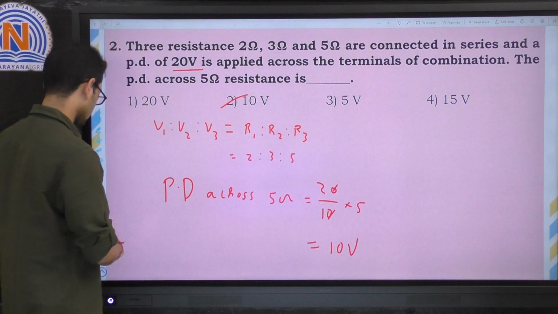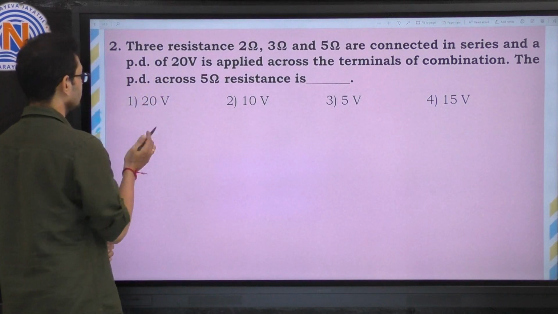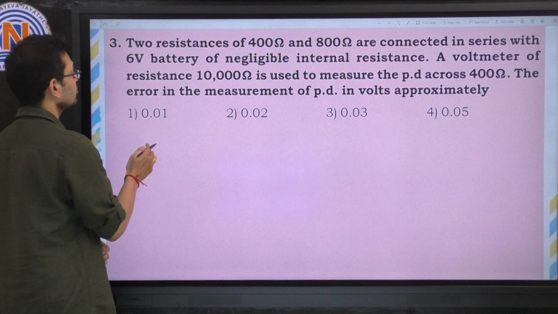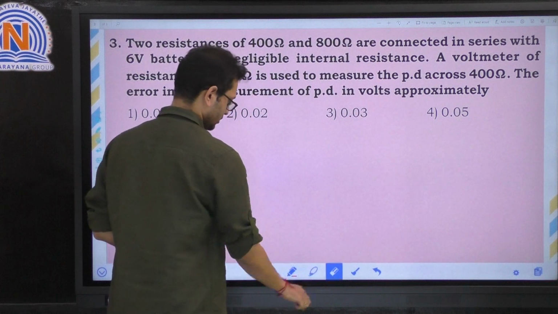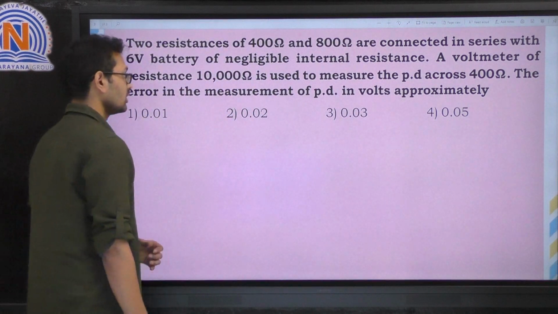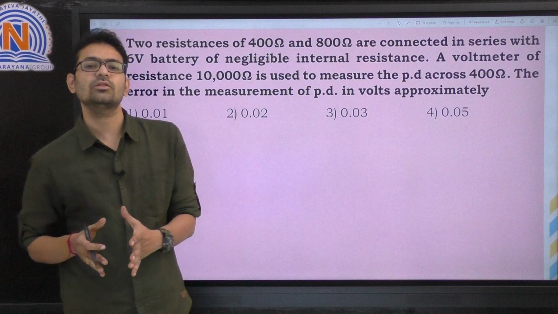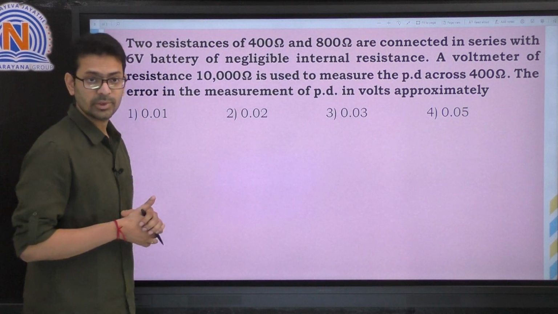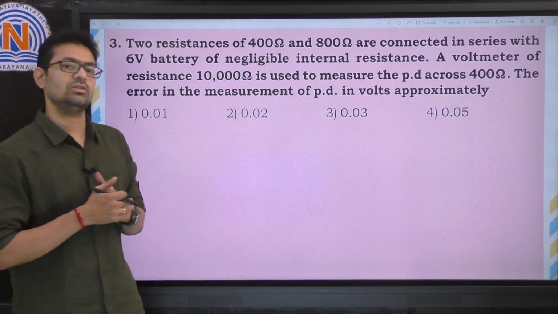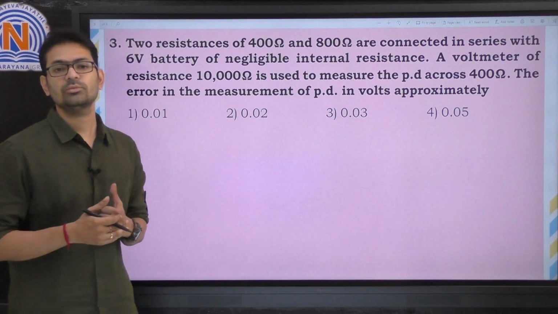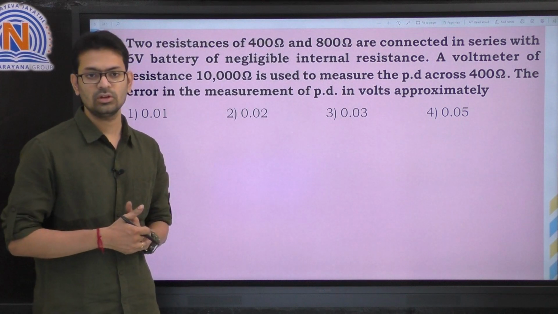The next problem is going to be discussed now. We have two resistances, one of 400 ohms and one of 800 ohms, connected in series with a 6 volt battery of negligible internal resistance. A voltmeter having a resistance of 10 power 4 ohms is used to measure the potential difference across the 400 ohm resistor.